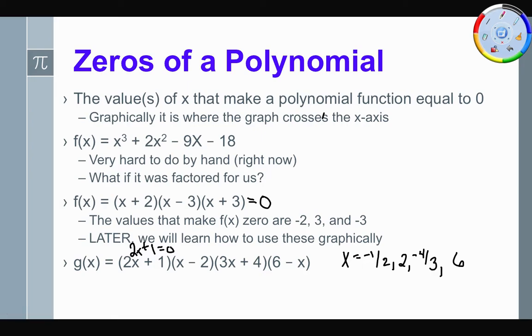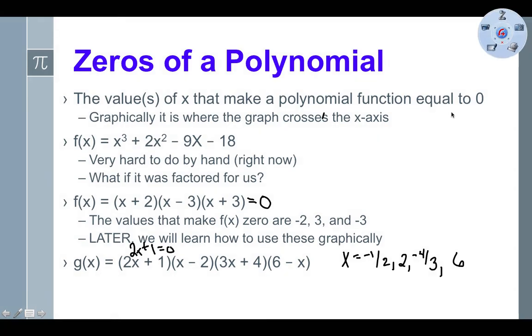So on this last example here, pause it and see if you get the same answers that I do in a moment. So I'll let you pause. And when you come back, I'll solve the problem.